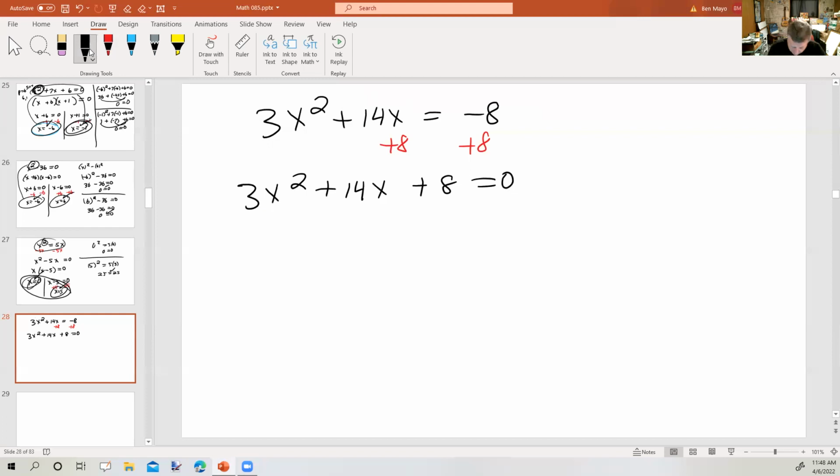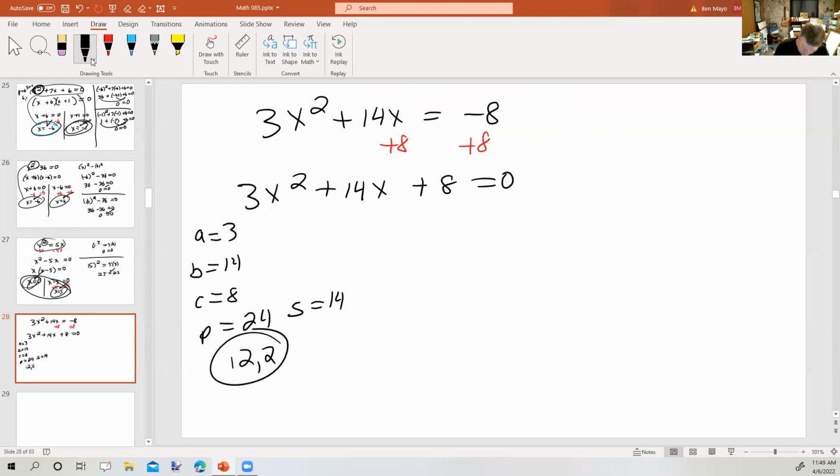Grouping. Grouping, okay. So A is, that's supposed to be an A. It's a rather sad looking A. A is 3, B is 14, C is 8. The product is 3 times 8, which is 24. The sum is B, which is 14. How about 12 and 2? 12 times 2 is 24. 12 plus 2 is 14.